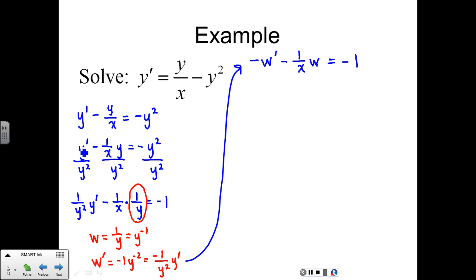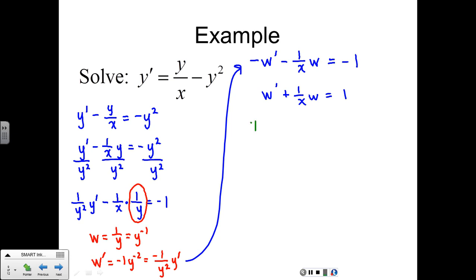So you took this equation and wrote it in terms of w's instead. Of course you can't solve it with that one being negative, so let's change every sign. w prime plus 1 over x times w equals positive 1. Now treat it like a linear equation. We're going to solve this with an integrating factor.